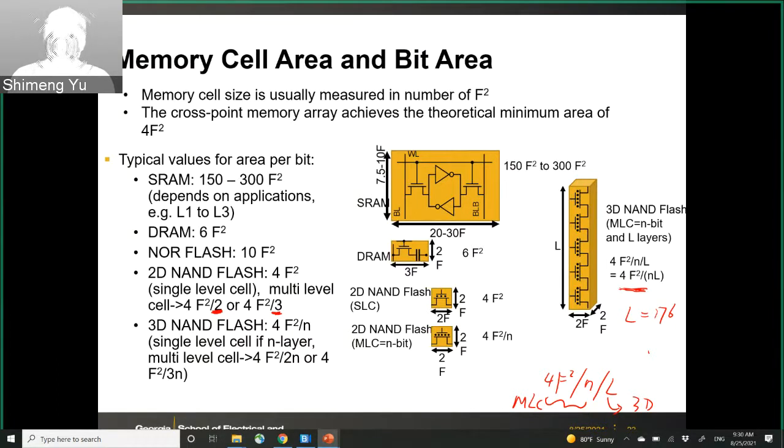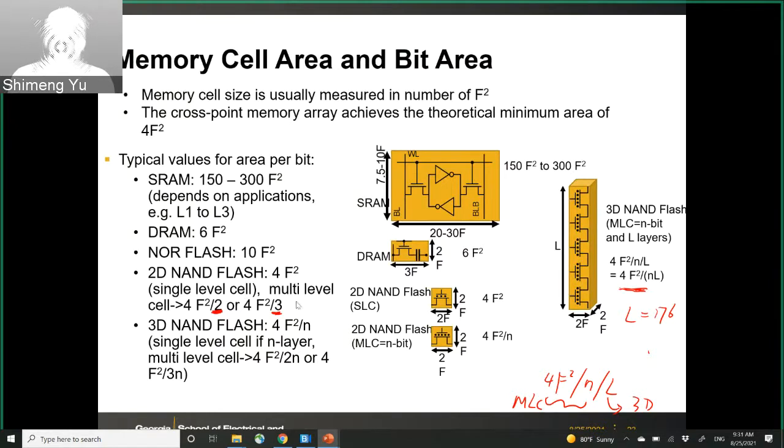So if you want to design SRAM, DRAM, design flash on the same technology node, then you want to use F to normalize that. So the unit area will be F squared. And then SRAM will be in this 150 to 300 F squared. DRAM is about 6 F squared. 2D NAND flash is 4 F squared. This is for single level cell. That means one flash transistor stores 1 bit.